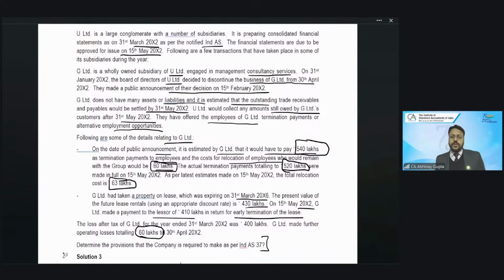Okay, I'm giving you 3 minutes. Think through what would be the amount of the provision which the company needs to record as per Ind AS 37 on account of this restructuring which is being carried out, whereby some of the employees are terminated, some of the employees are relocated, and the lease rental is also getting terminated.